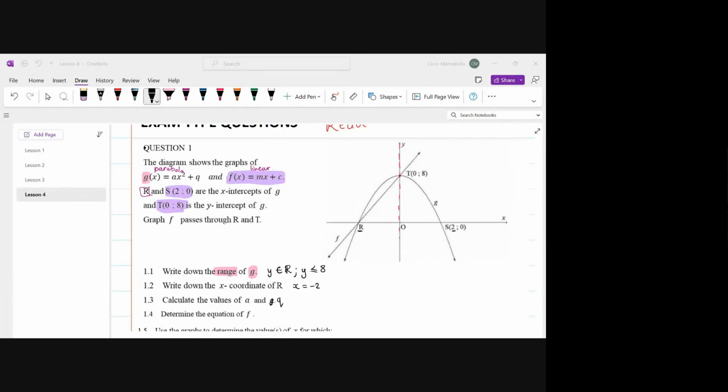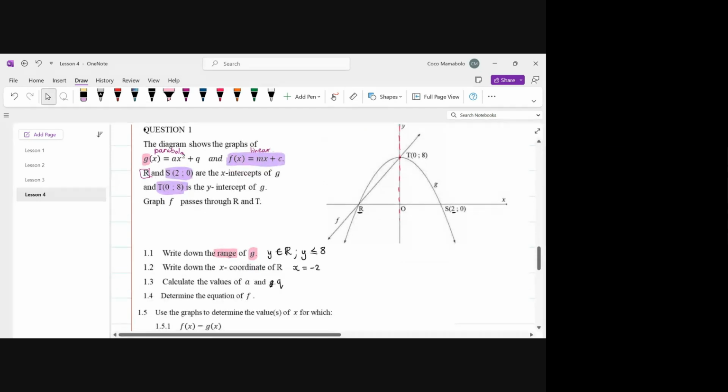Thumbs up. Are we all happy with that? Okay. Parabolas always drawn in symmetry. So are hyperbolas. Okay, they're always drawn in symmetry, which helps. All right, then the next part says, calculate the values of A and Q.